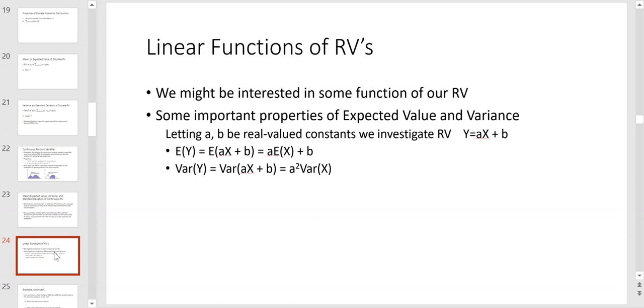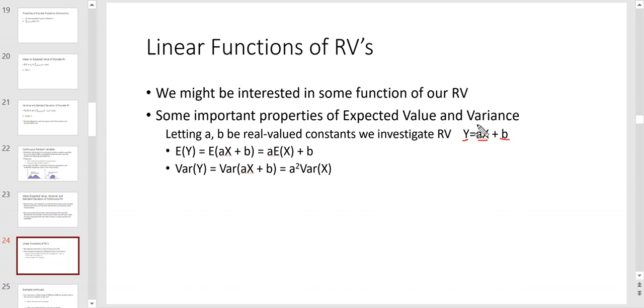And then I want to just end off with talking about linear functions of random variables. So sometimes we're not interested in the random variable itself per se, but we might be interested in some function of that random variable. So here are some properties of expected value and variance that I want to get out there and that you can add to your study sheet. Let A and B be, again, real valued constants, and we want to investigate the random variable Y. And Y turns out is equal to aX plus b.